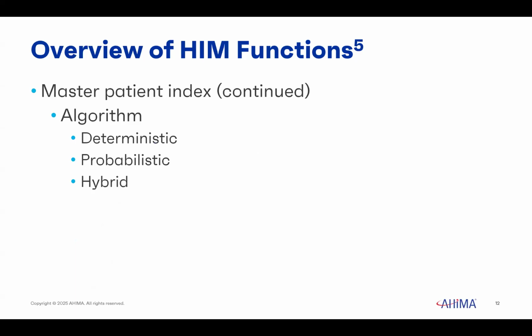When we talk about how to figure out what patient belongs to what set of records, we have different algorithms. We can do probabilistic, hybrid, or deterministic, where we're looking at different sets of identifiers to determine which patient belongs to which set of information. This could include demographic information, social security numbers, birth dates, and so on. And these are covered in greater detail in your text.